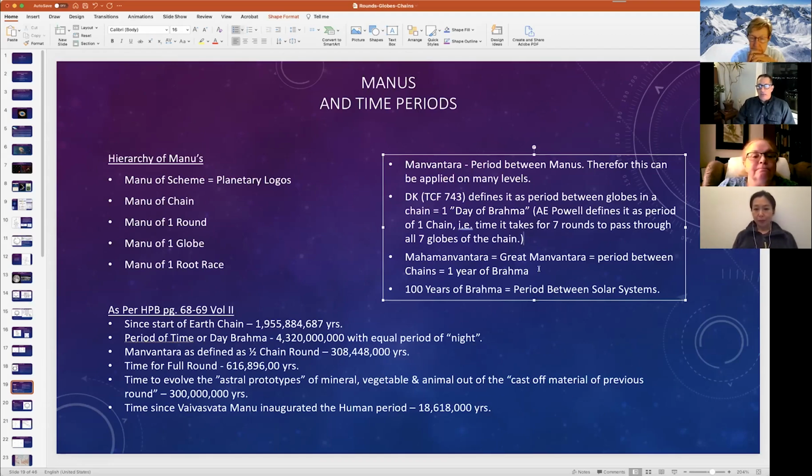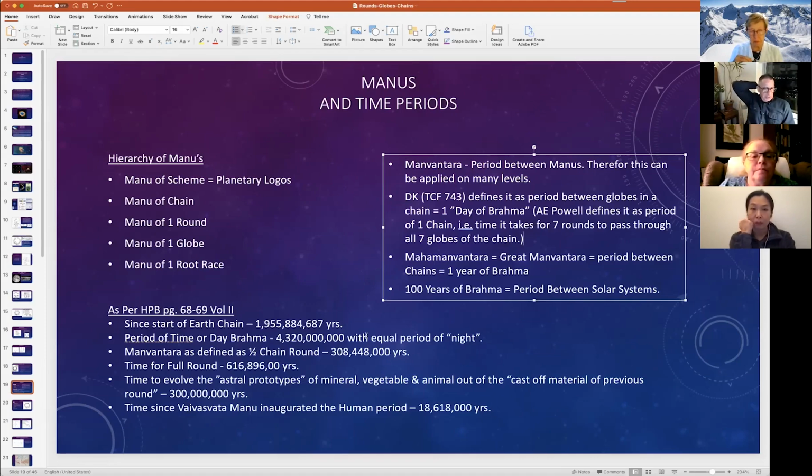DK says a Maha Manvantara, which means great Manvantara, is a period between chains. And that's 1 year of Brahma. 100 years of Brahma is the period of an incarnation of the solar system. And then it gets down specifically to our chain, our Earth chain only, our fourth chain in our Earth scheme. As I was saying, it's 1.95 billion years into it, because we're only about halfway through it. And the whole period is a day of Brahma, which is the 4.3 billion years of the Earth chain. We'll have a pralaya, a night of Brahma of 4.3 billion years, before the Earth scheme moves into its fifth chain.